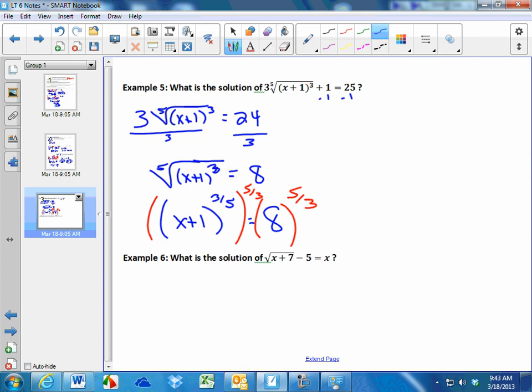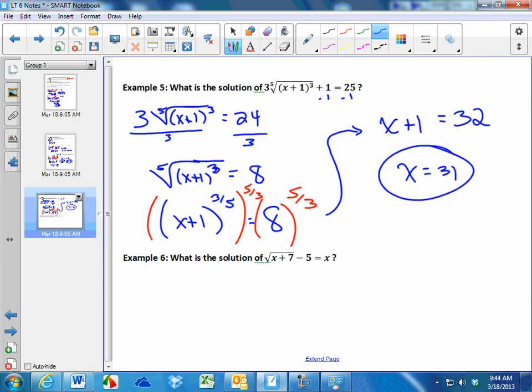On the left side of the equation, we get x plus 1. On the right side, it's the cube root of 8 to the 5th. So it's the cube root of 8 times the cube root of 8 times the cube root of 8 times the cube root of 8 times the cube root of 8. Exactly. Good. 32. 2 times 2 times 2 times 2 times 2. Or let your calculator do it, and it will say 32. Subtract 1, x equals 31. And for the sake of time and in the video, we're just going to trust that it works. 31 does work when you plug it back in.